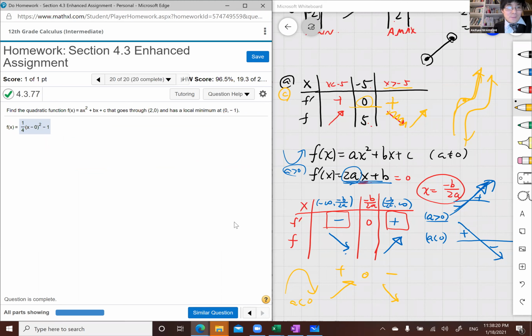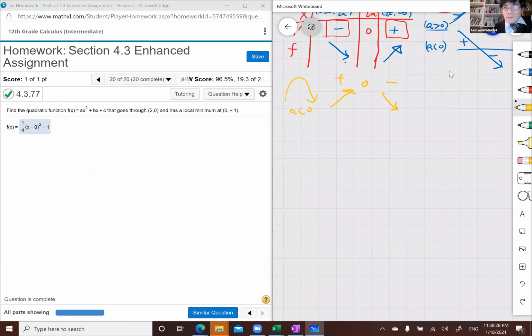Okay, last question. Find a quadratic function that goes through (2, 0) and has a local minimum at (0, -1). This is just a quadratic function problem, so we don't need calculus techniques, but let's use a calculus technique. We know that when x is equal to 2, y is equal to 0. But the important part is that when x is 0, y is negative 1, and that's the local minimum.